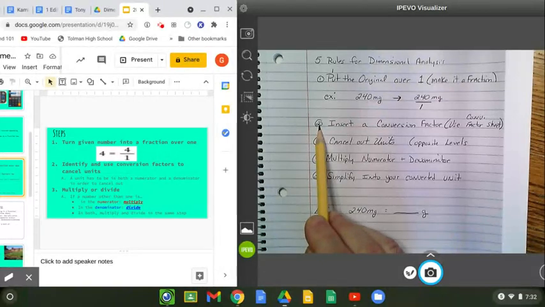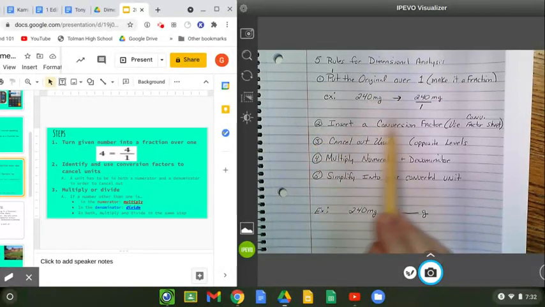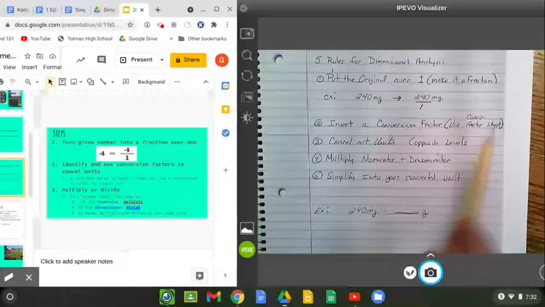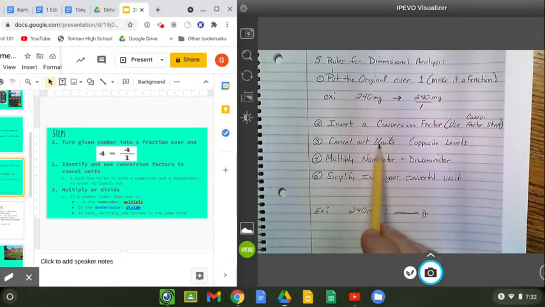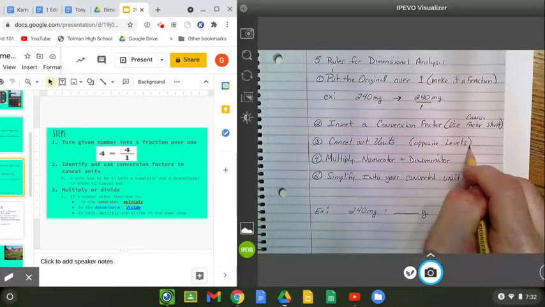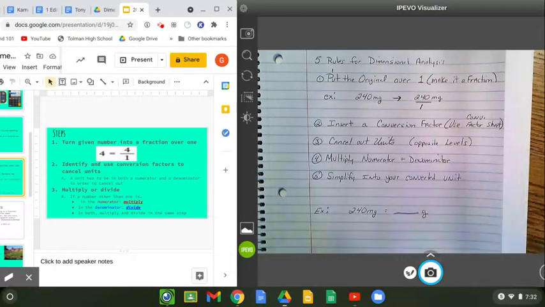The second step is we're going to insert a conversion factor. We're going to use our conversion factor sheet. Then we're going to cancel out any units. Just keep in mind when I get to this step, canceling out units, they have to be on opposite levels. In order to cancel, one is going to be in the numerator, one is going to be in the denominator. All right, so that is going to be a key concept later on so that we know which new unit we're going to be converting to.